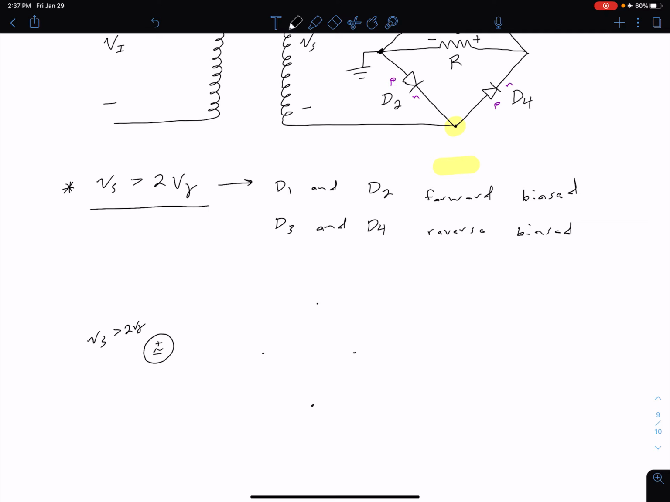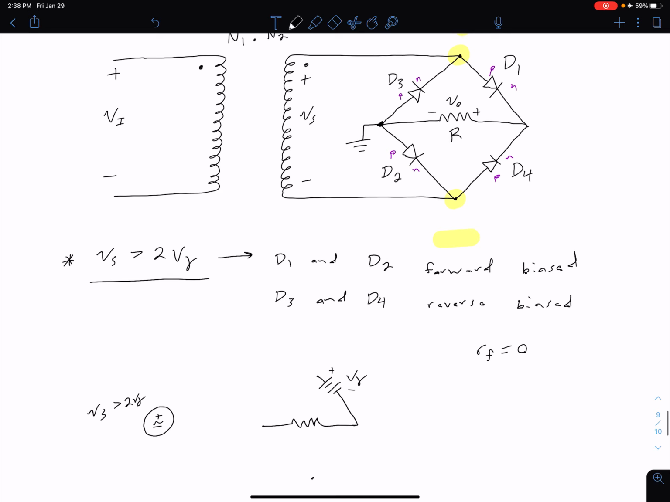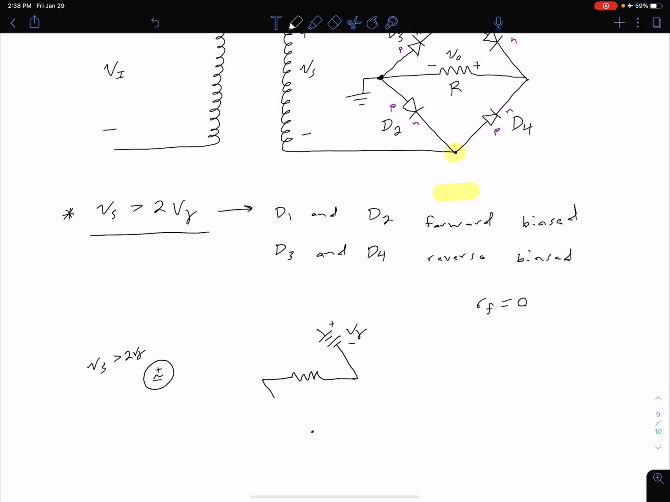If we use a piecewise linear model, let me go ahead and put our resistor in the middle of our bridge here. We're going to assume that our RF is 0 because we've not been told otherwise, though we could of course adjust that. Our D1, which was the top right diode, is forward biased, so we can replace that with a constant voltage source or a battery of value V gamma. Same thing for our diode D2, so it is also forward biased, so we're going to replace that with a constant voltage source or a battery, which also has a value of V gamma. We're assuming these diodes have the same cut-in voltage of V gamma.